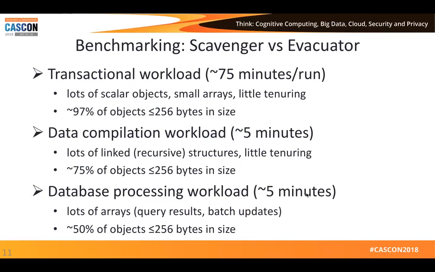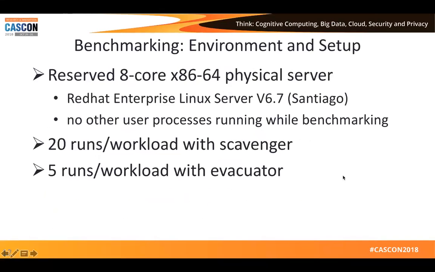I run them on the same machine every time. It's an 8-core physical x86-64 server running Red Hat Linux. When we're running, this machine is reserved for exclusive use, and there are no other user processes running for the duration of the benchmarks. Because I've got 3 previous iterations, I've aggregated 20 runs for each workload with Scavenger, and the results are in percent. So just 5 runs for each workload with the Evacuator.